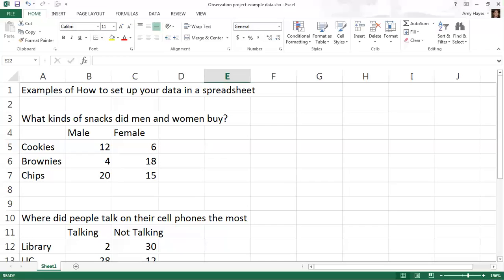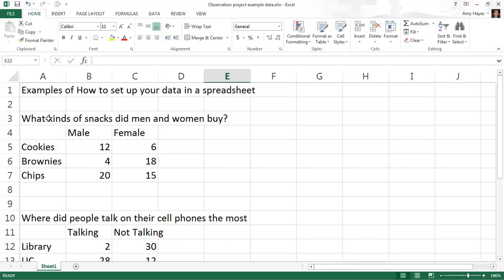So let's say that you were doing your project about what kinds of snacks do men and women buy in the convenience store. So let's say you're observing how many people are buying cookies, brownies, and chips, and then you're counting up whether or not those people are male or female. So you probably had a little checklist on your clipboard where you had a column for male and female, and you were writing down what they bought. So maybe each of you had a few of these observations. You're going to need to go ahead and sum that up.